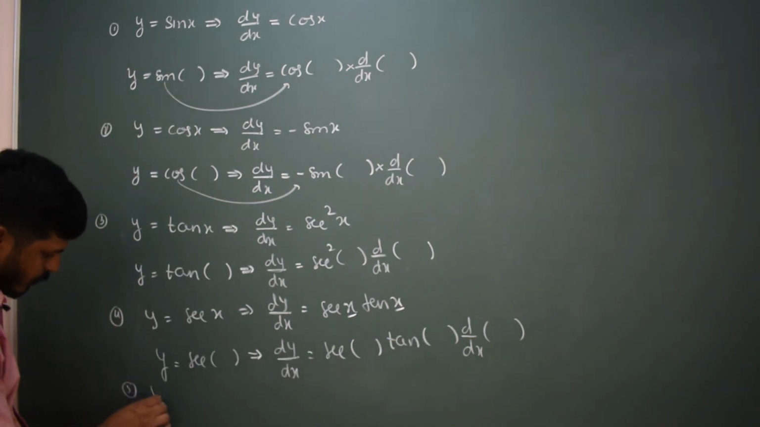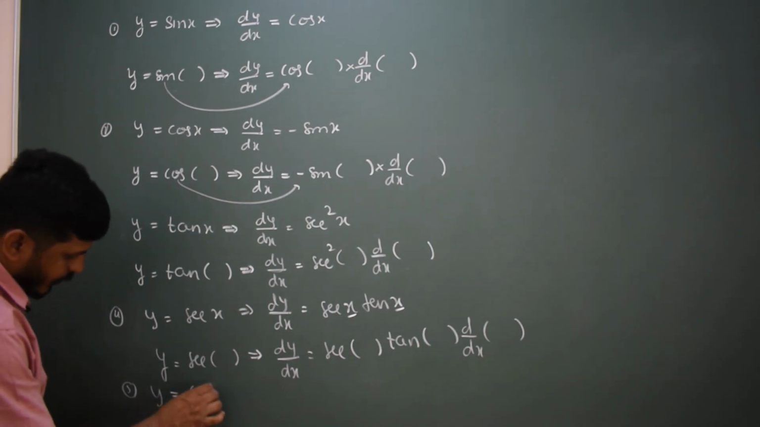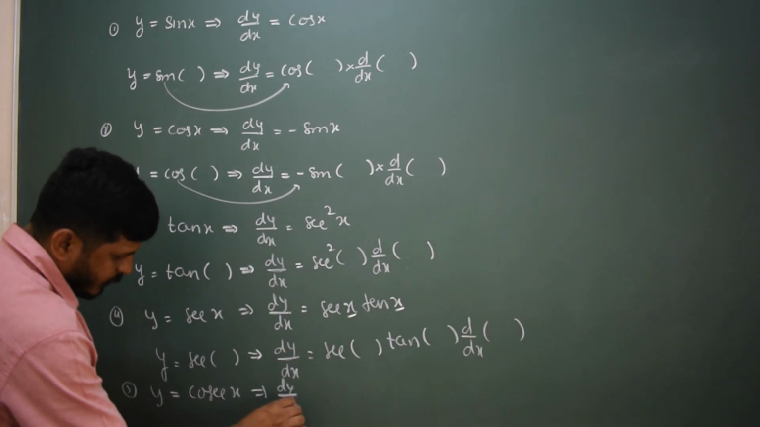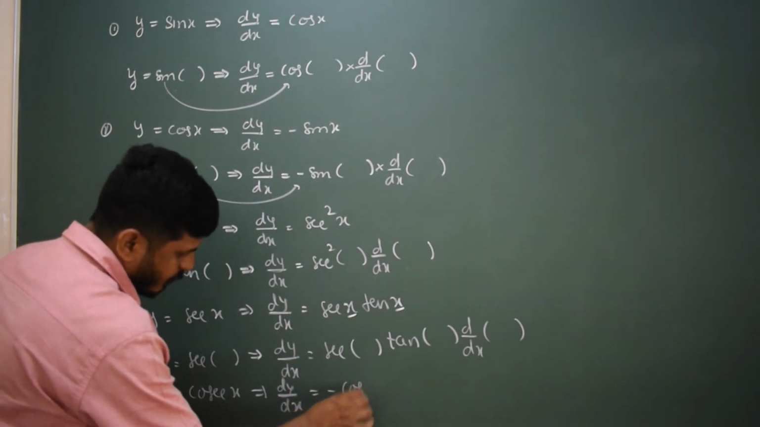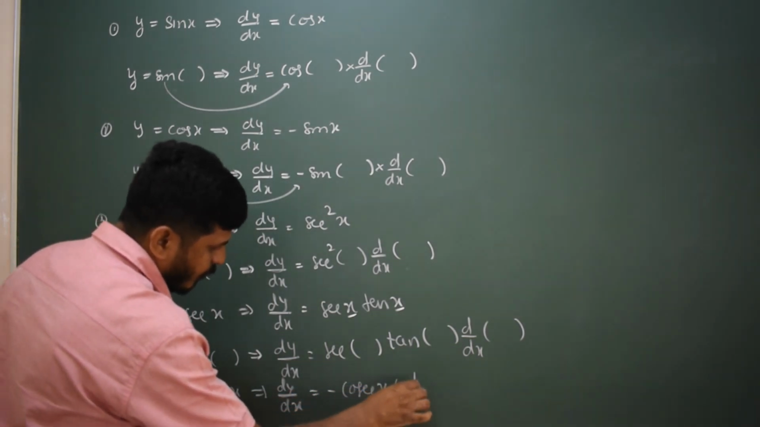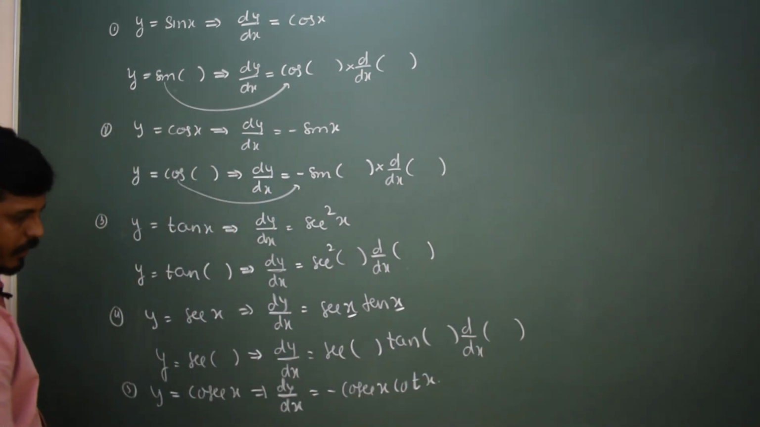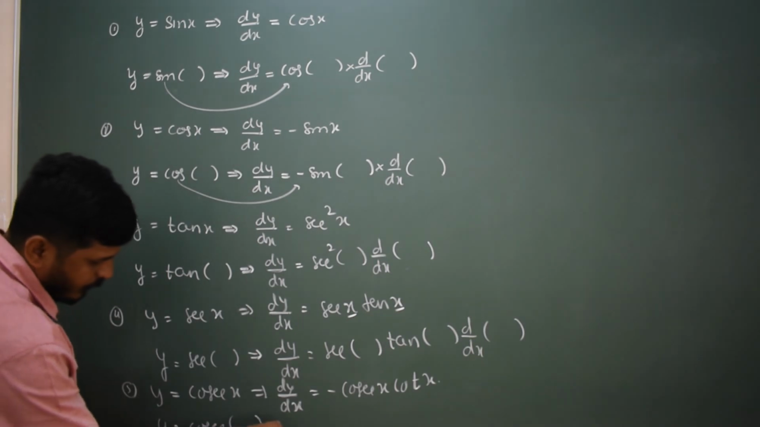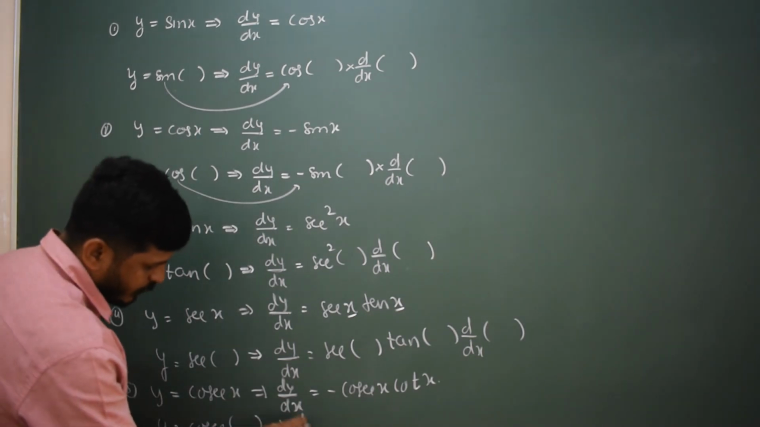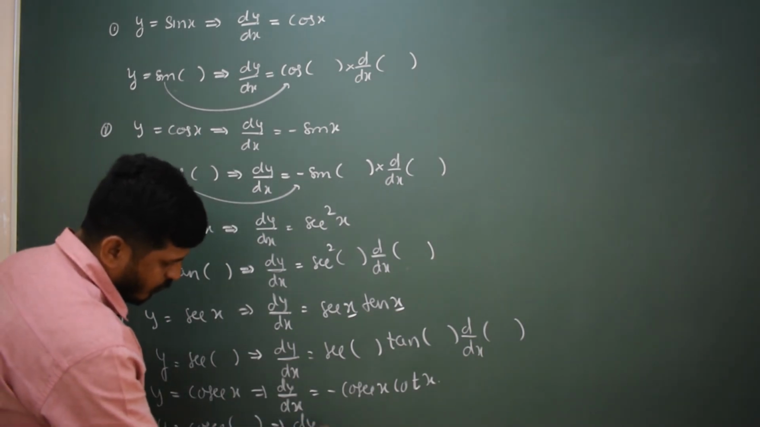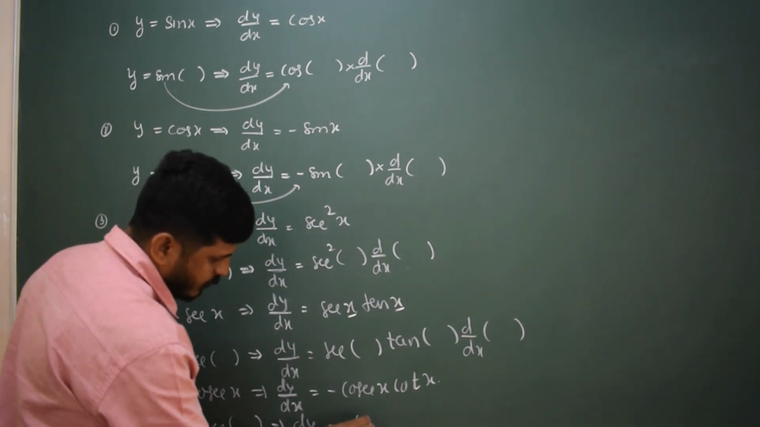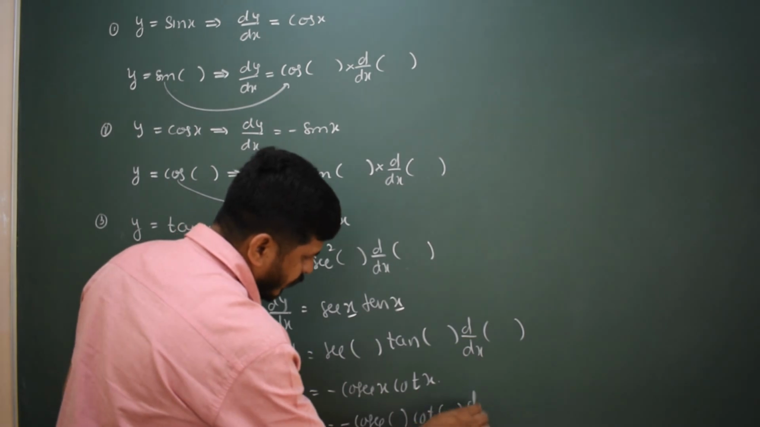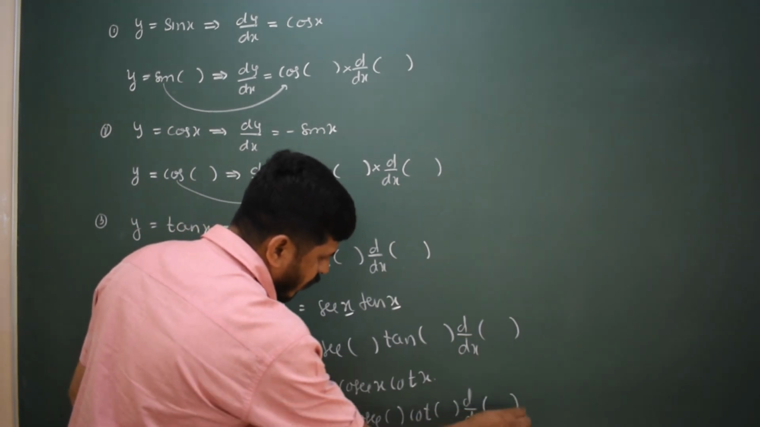So y is equal to say cosecant x. What is the differentiation of cosecant x with respect to x? Is minus cosecant x into cot x. Similarly, y is equal to cosecant of something. Then what is differentiation? dy by dx is equal to minus cosecant something into cot something into d by dx of something.